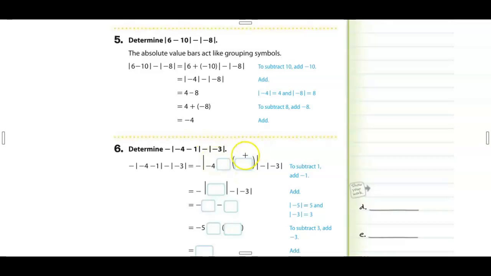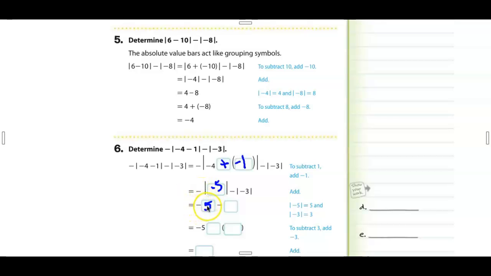I have negative 4, I'm going to add that to the opposite of positive 1. So that should be negative 1. So negative 4 plus negative 1, this will be negative 5. And so what is the absolute value of negative 5? Okay, go ahead and write that in now. The answer is positive 5, but we had that negative outside here.